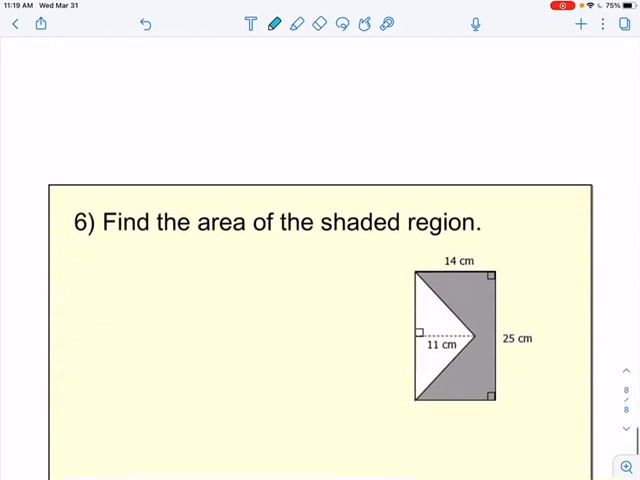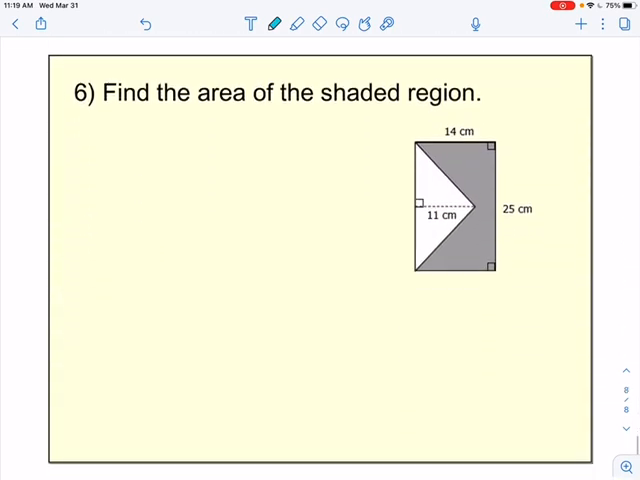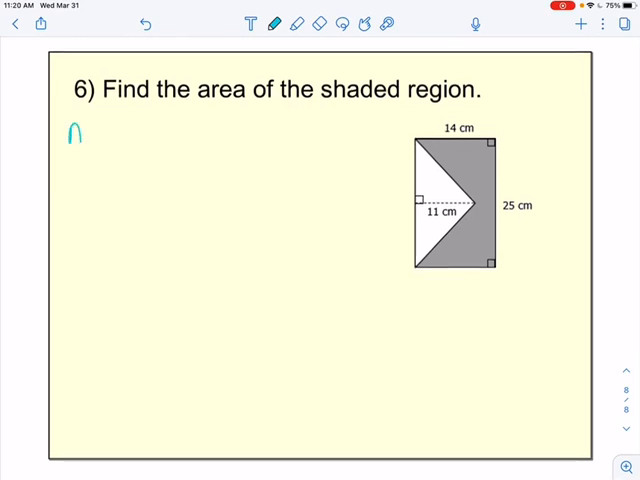Okay, and now let's do a shaded region question. Okay, so again, shaded region is always the area of the larger figure minus the area of the smaller figure. Okay, so what 2 figures do I see here? A rectangle and a triangle. Which one's bigger? The rectangle. So this time around, we're going to do the area of the rectangle, and the area of the triangle is smaller, so we'll subtract out the area of the triangle.